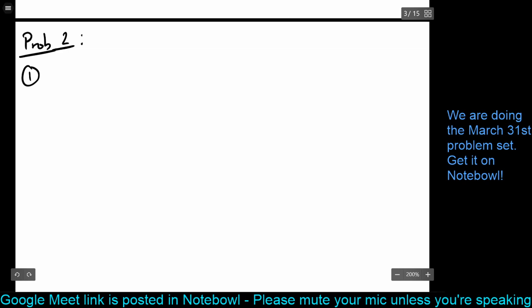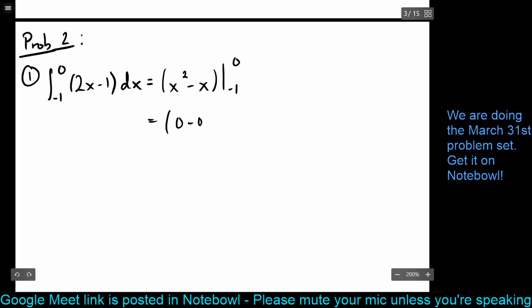Number 1. Sorry about that. All right. Problem 1 here. We're doing the integral from -1 to 0 of 2x minus 1 dx. So just find an antiderivative of this piece in here. An example is x squared minus x from -1 to 0. Plug those numbers in. So we get 0 minus 0 minus, so you plug in -1, we're going to get 1 minus -1. So this will be -2.